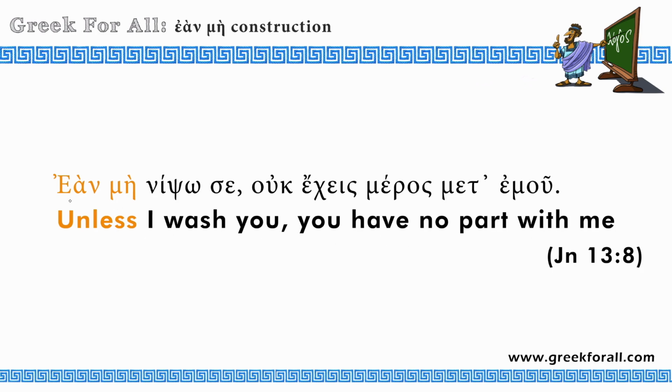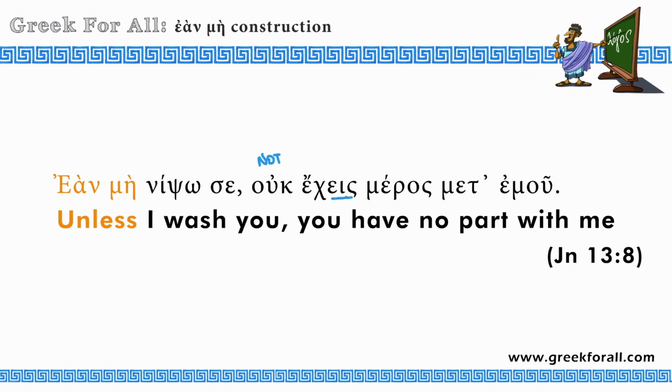So let's take a closer look. Ean me, this is our construction. We translate it as unless. And then we have the aorist subjunctive, first person singular, from nipto, I wash. Se means you, so unless I wash you. Ouk is a negative particle, which means no or not. And then we have a verb echeis, from echo, I have.